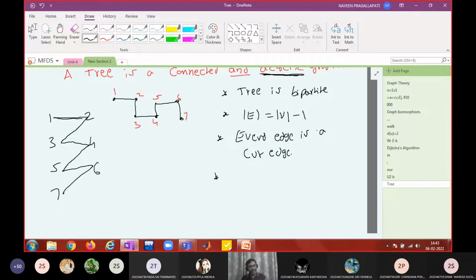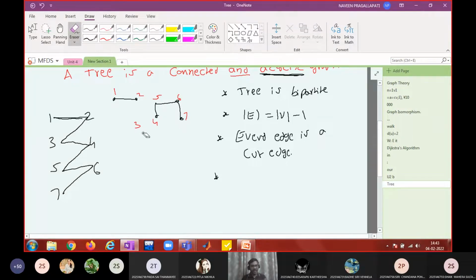The degree is at least 2. Am I right? If the degree is 1, it cannot be a cut vertex. Degree 1 means leaf. If I remove this vertex, the edge is also removed, and it is not disconnected, it is still connected. But if I remove this vertex, so that these two edges are also gone, it becomes disconnected. Therefore, it becomes a cut vertex.